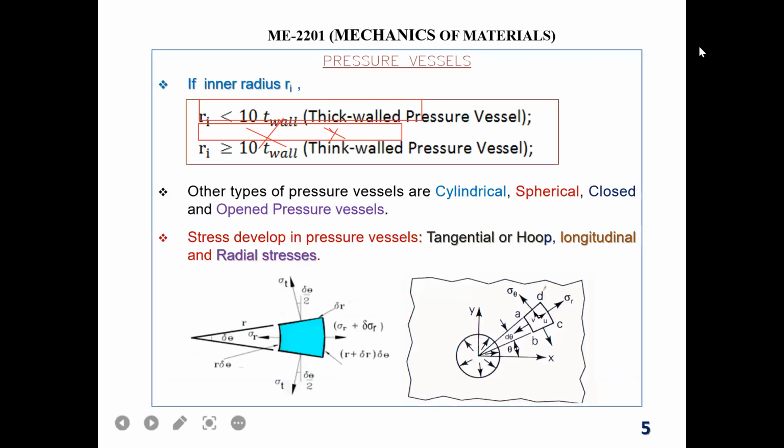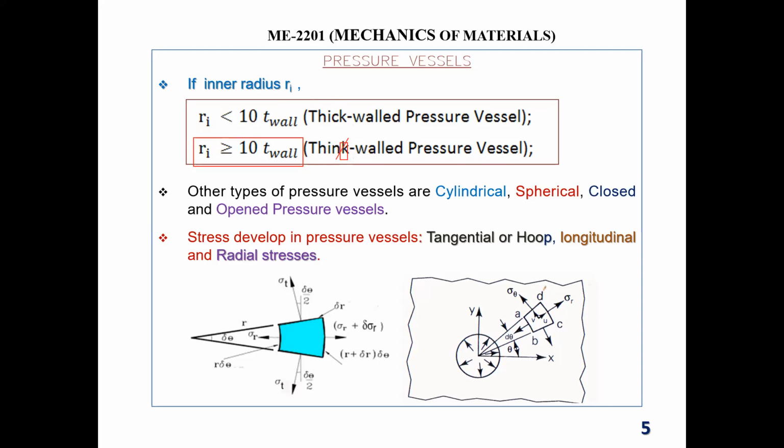So what is the tool to figure out whether a pressure vessel is thin or thick wall? There is one standard rule: if Ri, the internal radius of the tank, is less than 10 times the wall thickness, then we call it a thick wall pressure vessel. And if Ri is equal to or greater than 10 t_w, then you can say it is a thin wall pressure vessel. It should not be K over here. Okay.